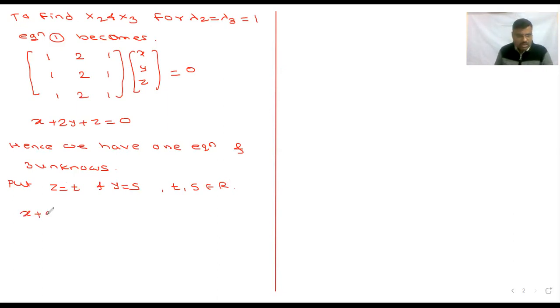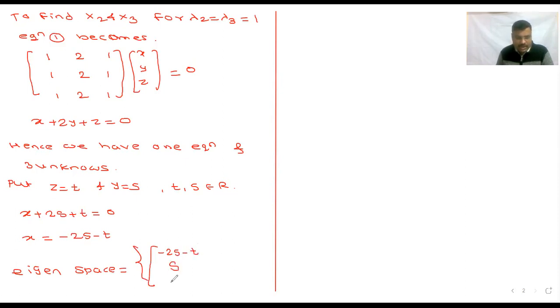So z equal to t and y equal to s gives the equation x plus 2s plus t equal to 0. So this implies x equal to -2s minus t. So from this equation we get the eigenspace. So the eigenspace is: x equals -2s minus t, y equals s, and z equals t, such that t and s belong to R.